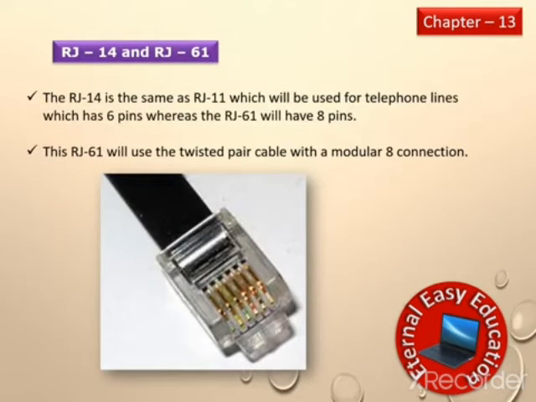Then RJ14 and RJ61. RJ14 is the same as RJ11, which will be used for telephone lines, which has 6 pins, whereas RJ61 will have 8 pins. So RJ61 will use the twisted pair cable with a modular 8 connection. This image is an example of RJ14 because it's having only 6 pins.